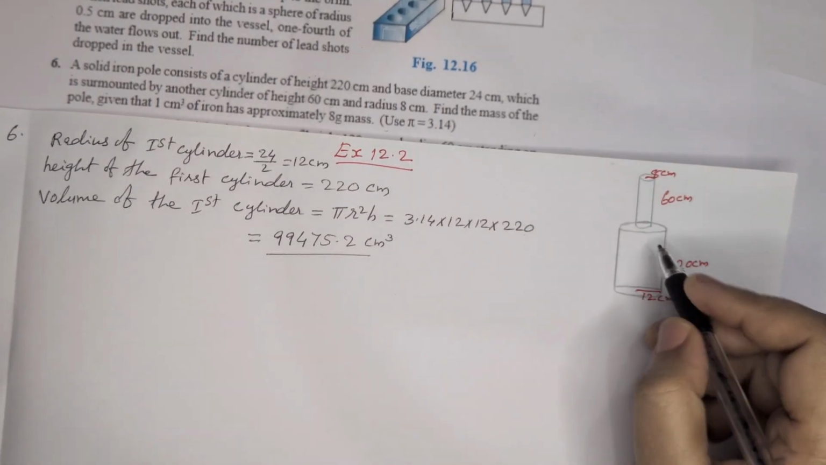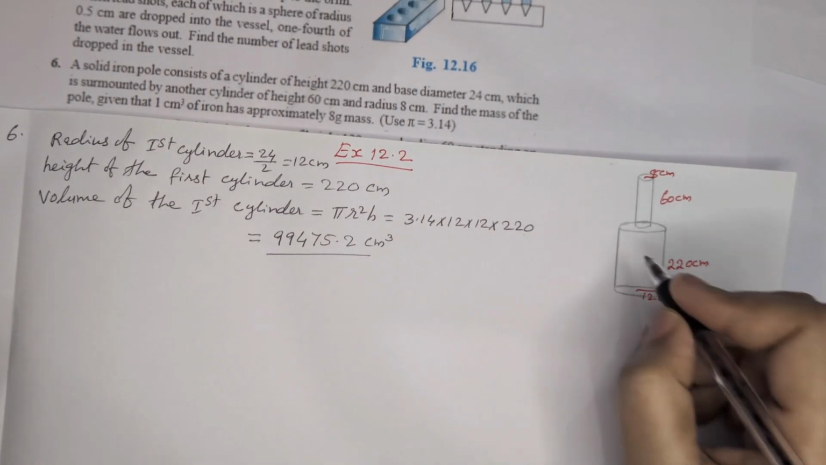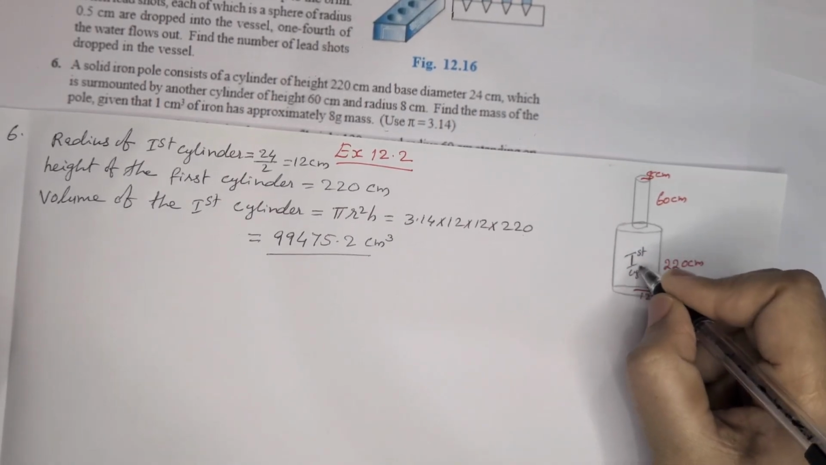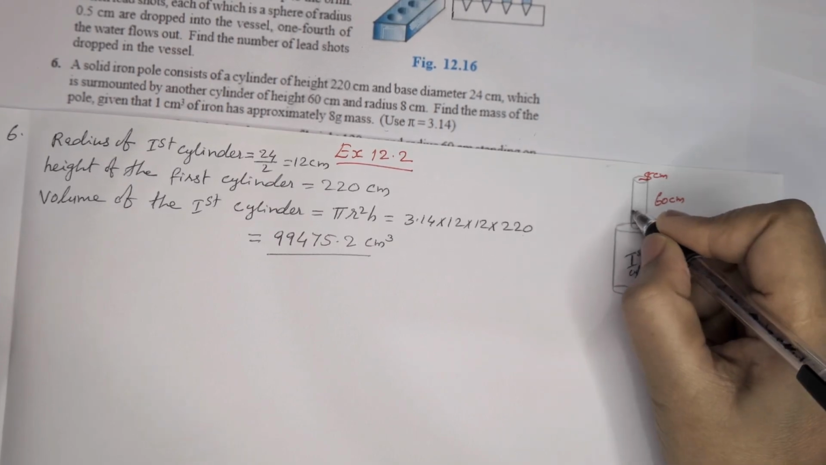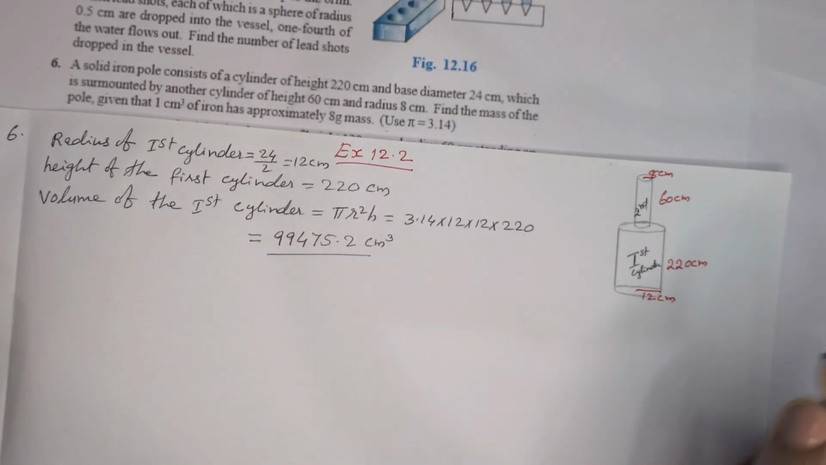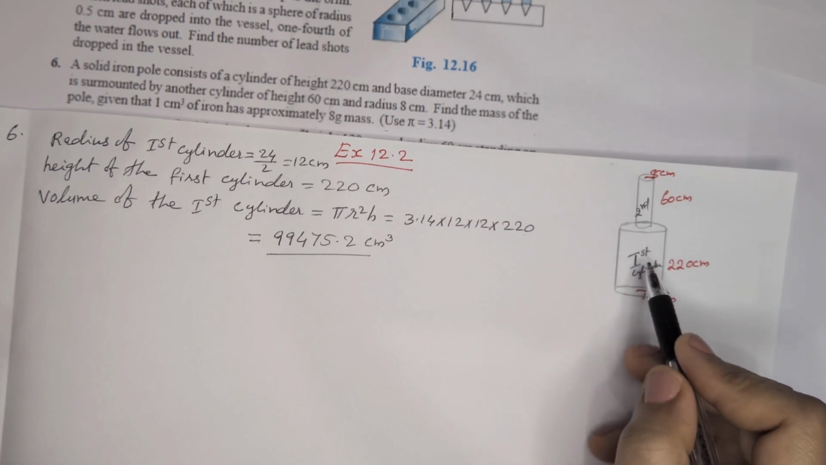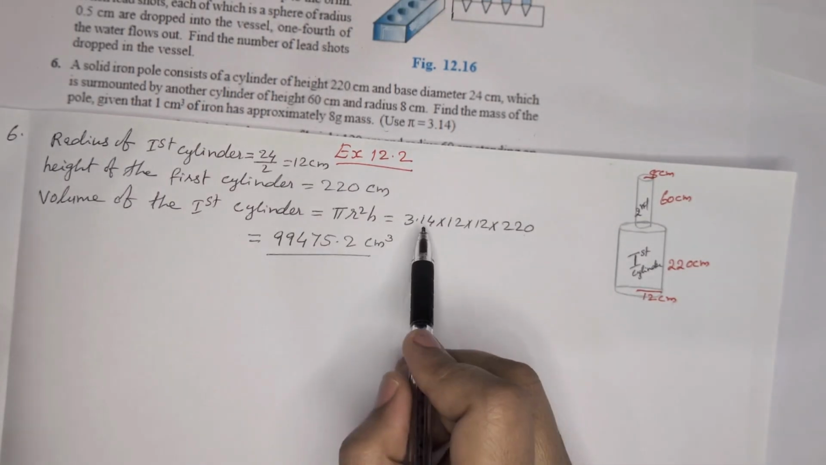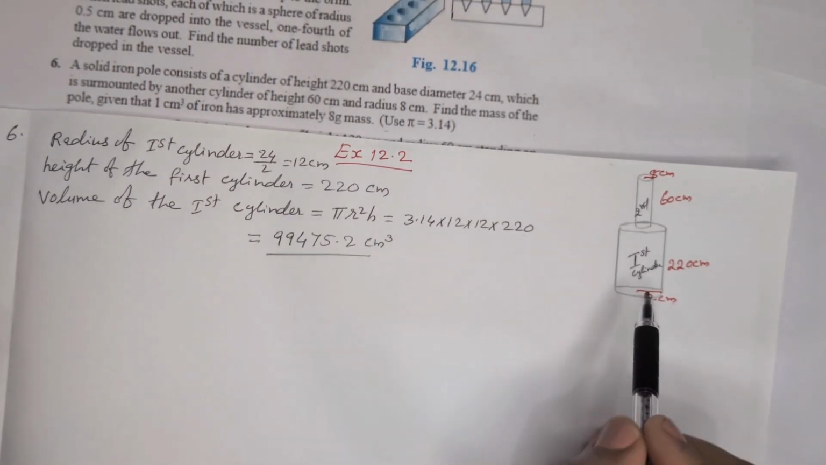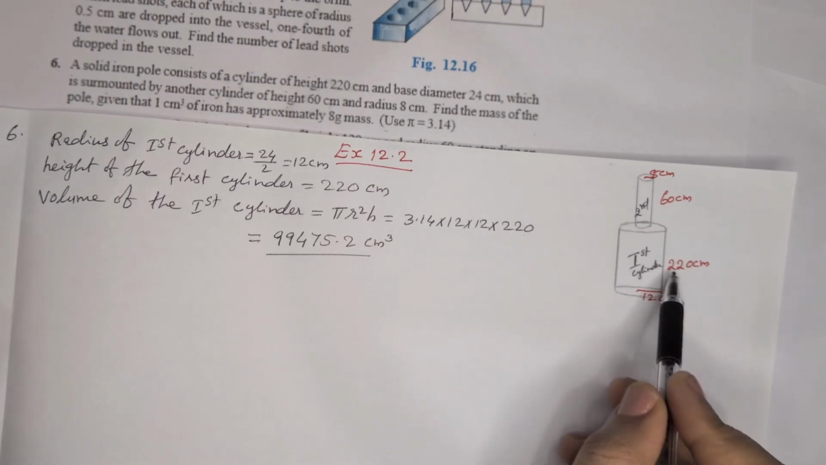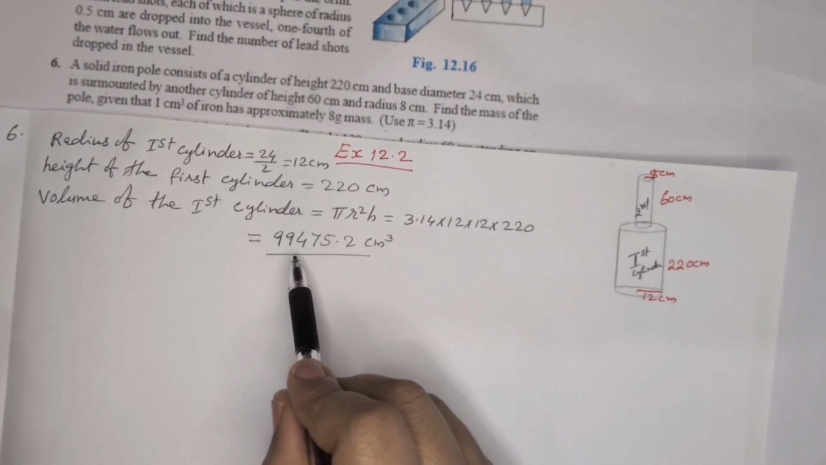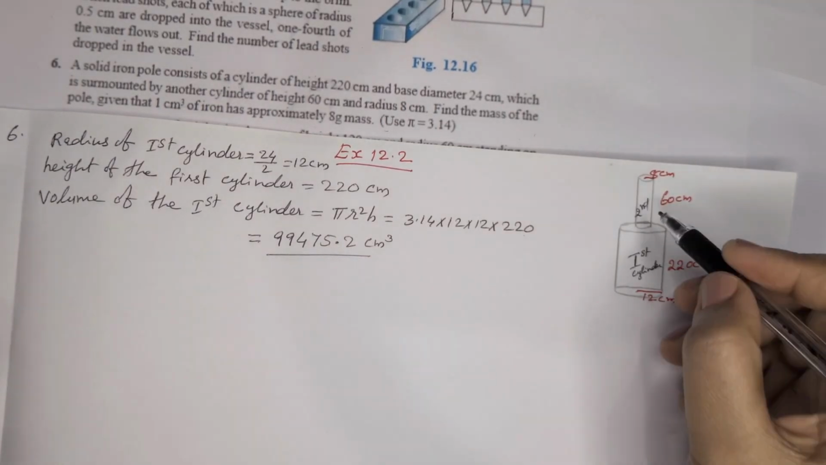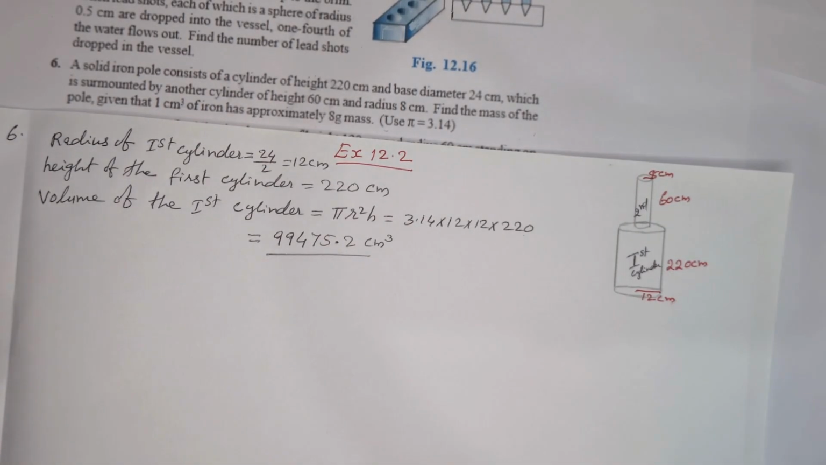So first we can calculate the volume of both the cylinders. This we can mark as the first cylinder. This is the second one. So first calculate the volume of the first cylinder. Pi r square h, where pi we have to take as 3.14. So 3.14 into radius 12 into 12 into height 220. So here we are getting 99,475.2 centimeter cube.